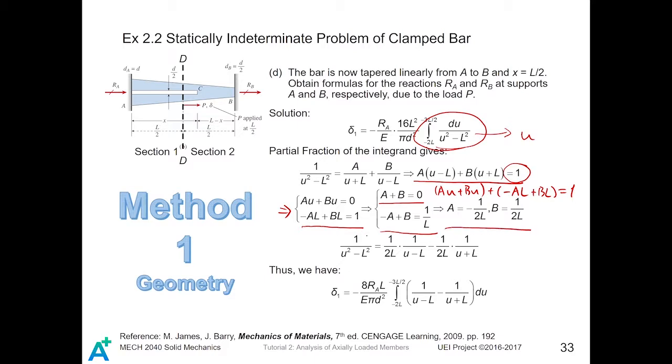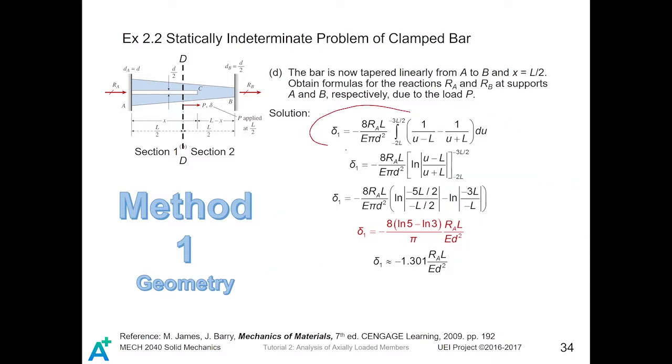Eventually, we can write 1 over (u squared minus L squared) equals 1 over 2L times 1 over (u minus L) minus 1 over 2L times 1 over (u plus L), which equals 1 over 2L times [1 over (u minus L) minus 1 over (u plus L)]. Then we substitute this result into this integral. Now we integrate this integral such that it will become natural log of (u minus L) over (u plus L). The result will become this, which is pretty complicated.